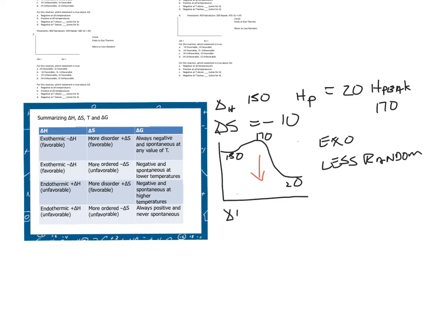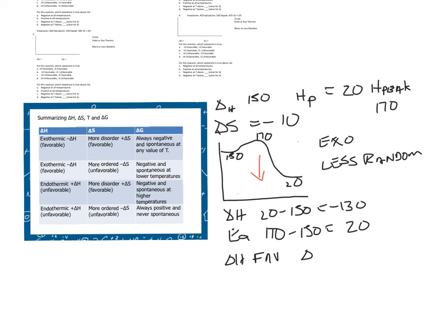My two subtraction problems, delta H is going to be 20 minus 150, so that's negative 130. And my EA is going to be 170 minus 150, that's going to be 20. I consult my chart to help me with the favorabilities. I find the row where I have a negative delta H and a negative delta S. That's this row. It tells me that delta H is favorable, but delta S is unfavorable.